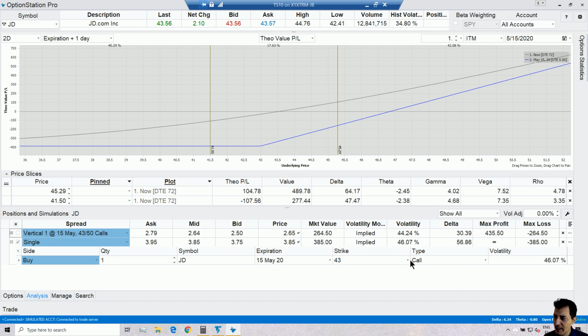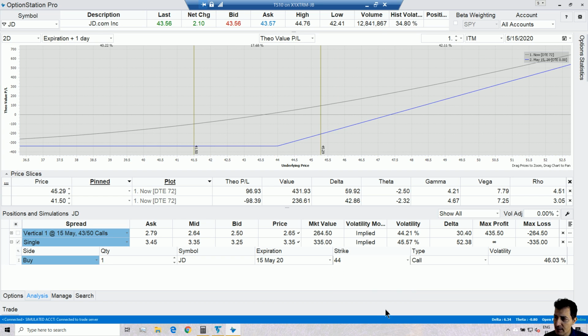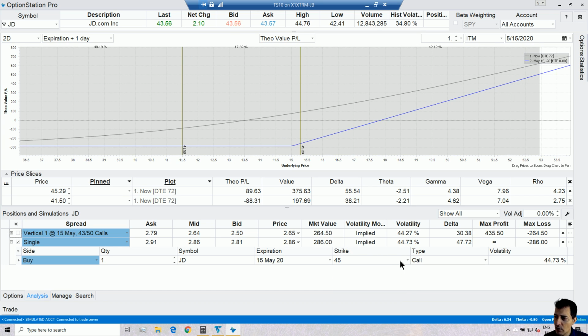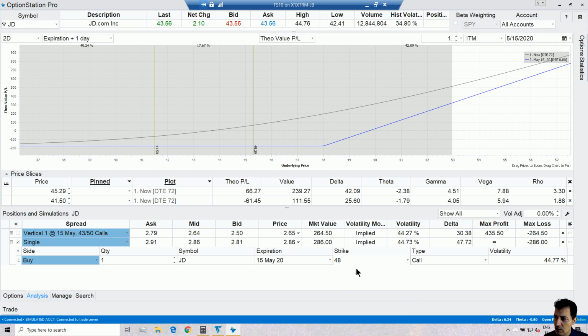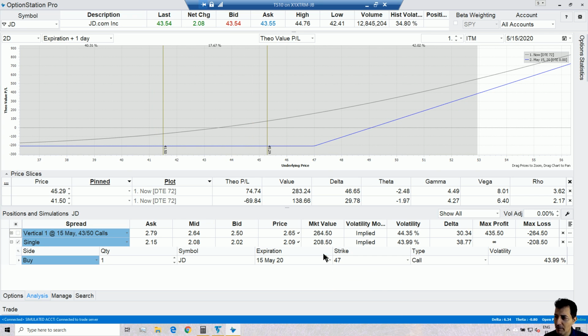So how can I make this less? Well, I should buy the 44, maybe the 45. Let's see if I do 44, 45. Yeah, it's not gonna work, because for me to get my 30 deltas, basically I will need to buy a call, maybe the 47. Here we go. If I buy the 47 call, I got 30 deltas, okay? And it's beautiful because you got 30 deltas and you got positive gamma at entry, positive gamma at target.